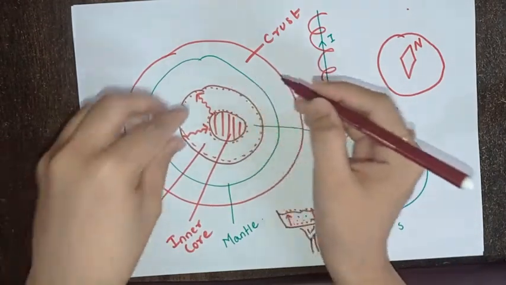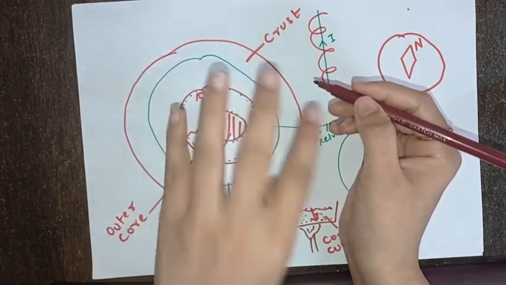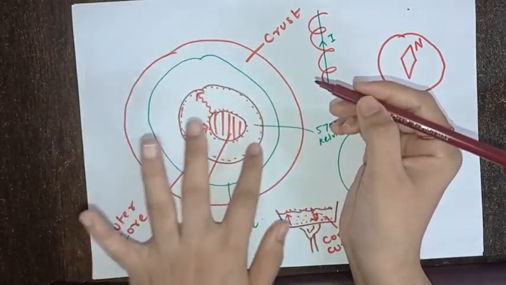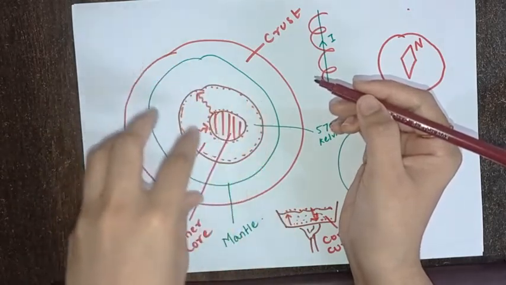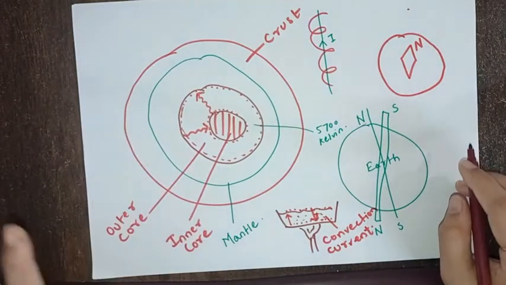There will be a pocket of electrons flowing here, a pocket of electrons flowing here, so there will be many pockets of electrons flowing, because of which there will be pockets of convection current in this core.